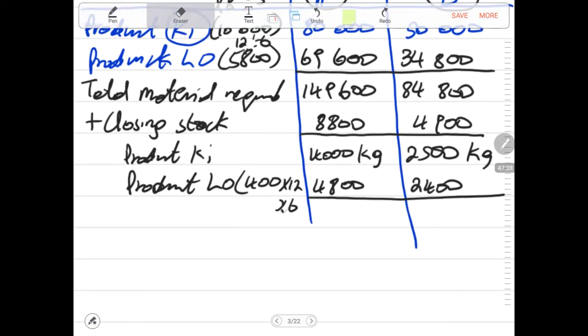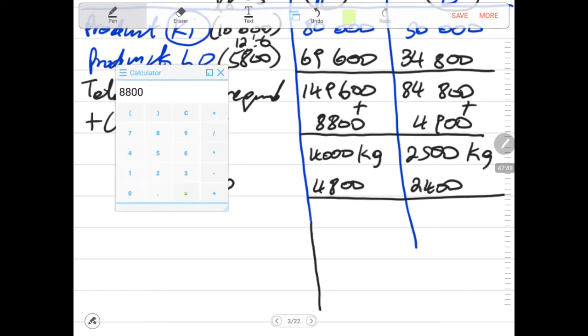Then after now we have to further say 149,600 plus, we are adding here and we are adding also here. Just draw the line further. 8,800 plus 149,600, and this gives us 149,600 plus 8,800.